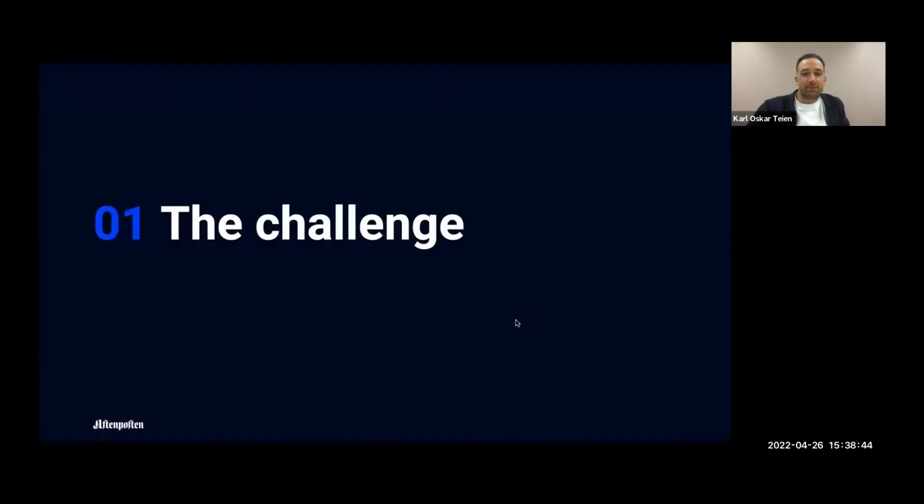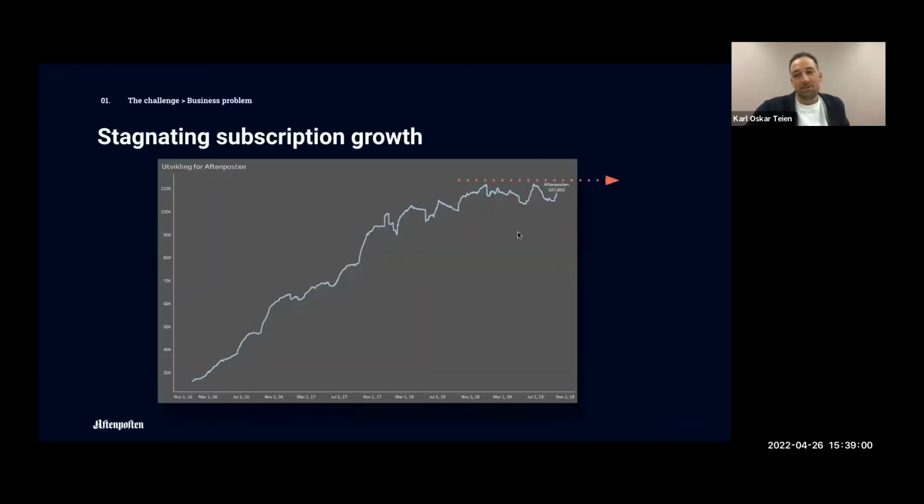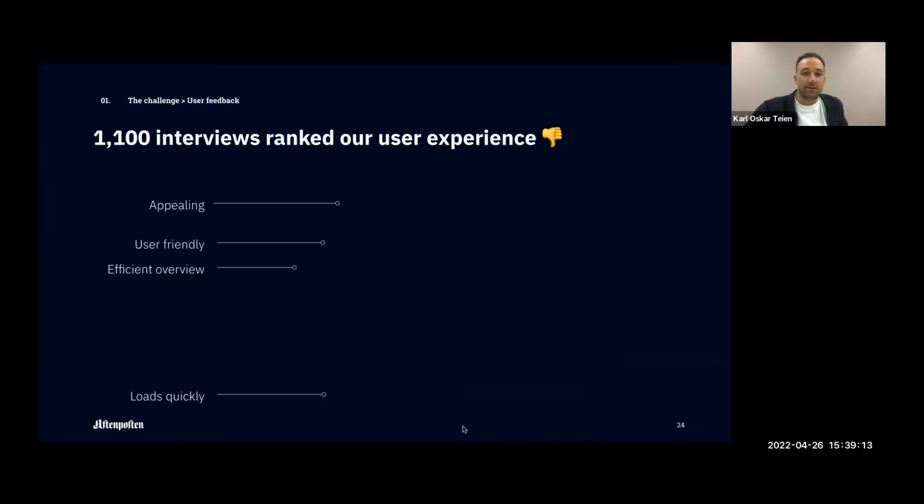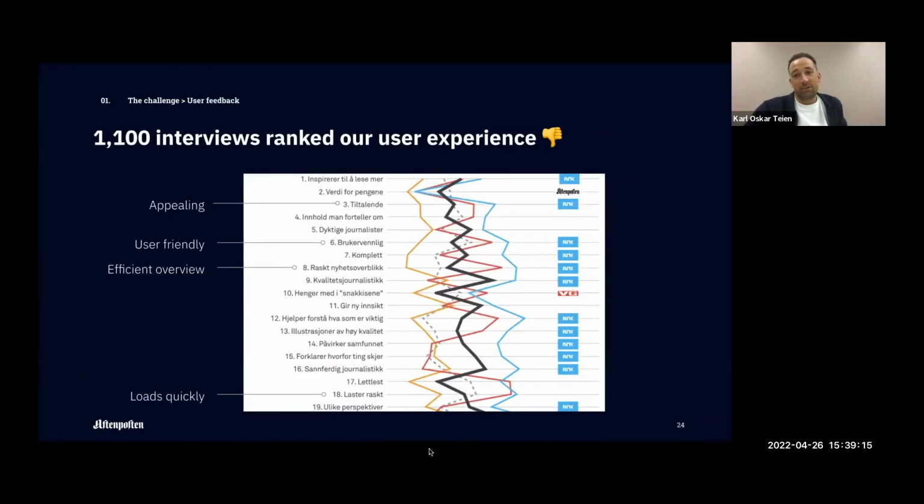All right, so let's first start out with a challenge. You'll recognize the recipe that I presented earlier for how I think about products. So there's always a challenge to be solved. No matter if the world looks pretty bright and sunny, there's always a challenge to be solved. So in the case of Aftenposten, we saw that our subscription growth was stagnating. So we had a relatively rapid increase in the number of digital subscribers. Then it started stagnating. So we interviewed a lot of users.